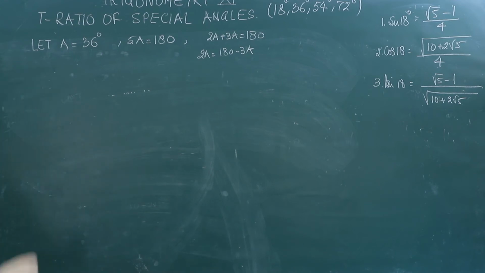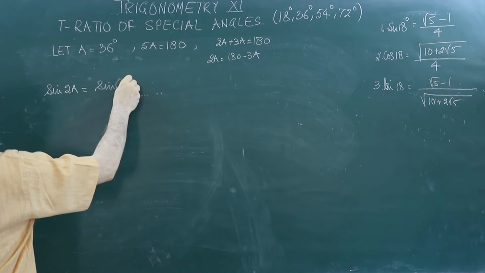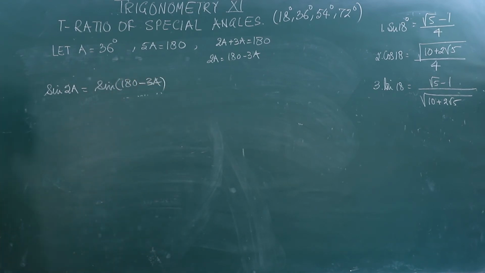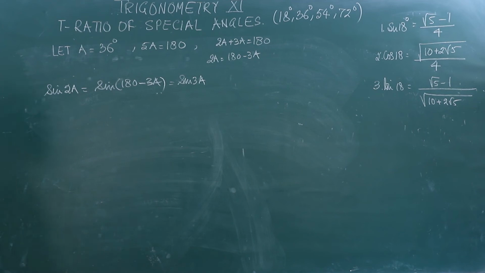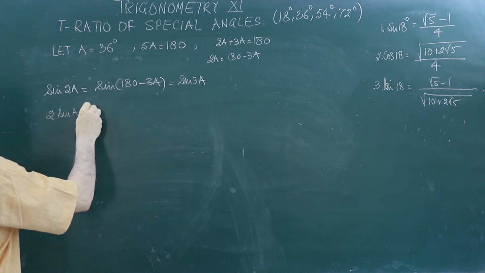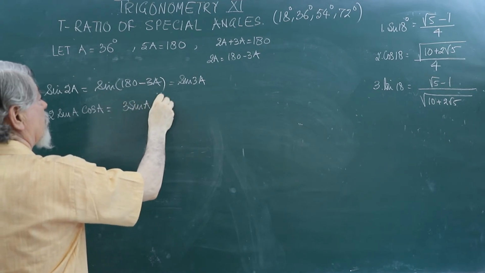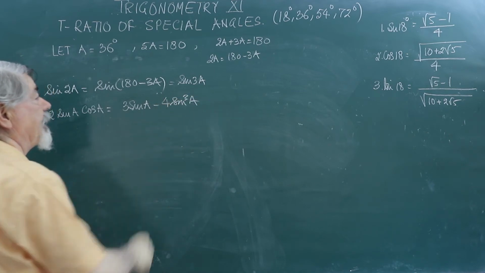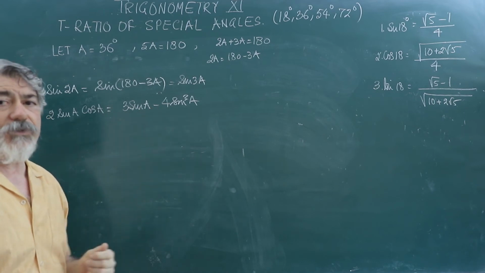Now let us apply sine again. Sine 2A will be sine of 180 minus 3A. Sine 90 minus theta is cos theta, but sine 180 minus theta will remain sine theta only. It will become sine 3A. In 18 it was becoming cos 3A and we were applying the formula of cos 3A. Now it is sine 3A, and sine 2A is 2 sine A cos A. And sine 3A is 3 sine A minus 4 sine cube A. Cos 3A was 4 cos cube A minus 3 cos A.